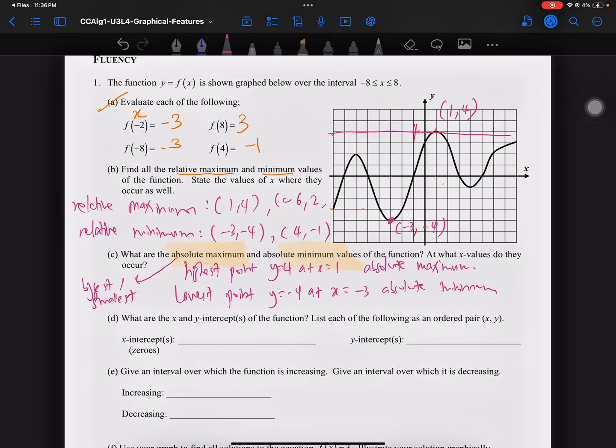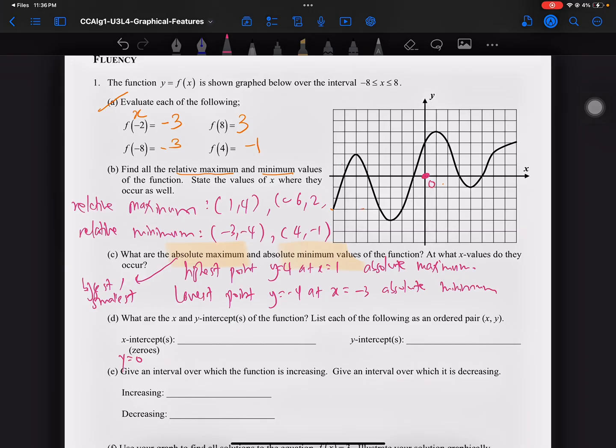Next question asks us for the x-intercept and y-intercept. Intercept tells us where the graph crosses the axis. So look for every place the graph crosses the x-axis, where y equals 0. X-intercept means y equals 0. So when y is 0, this is y = 0, right? This is the line of y = 0.